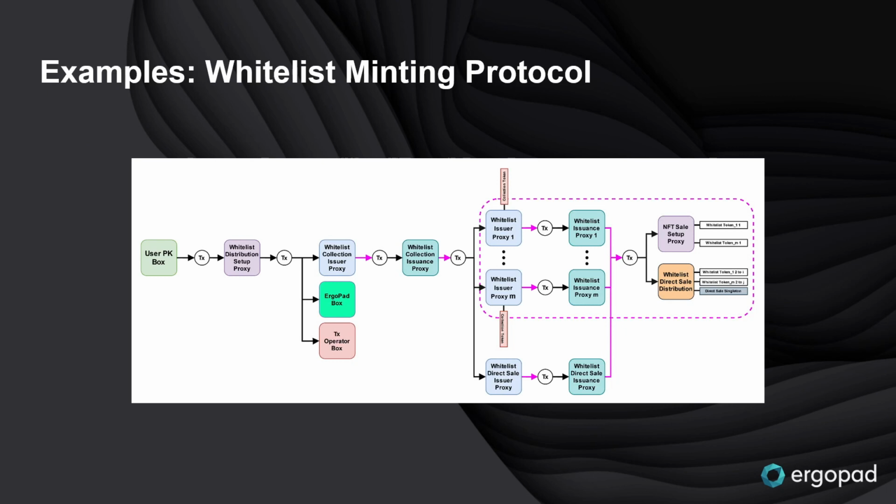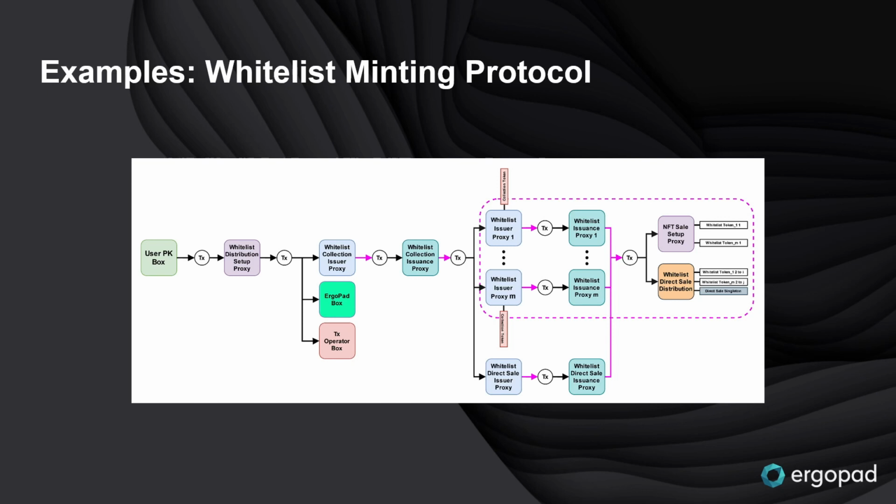So for minting, in the first place, a user would send money to a proxy contract. This contract would be written in Ergo script, so an Ergo script contract that lets the user know how the funds will be spent. It must ensure that their money will go to the next box in the next transaction, so the collection issuer proxy and what amount, that some money goes to the ErgoPad box as a fee, and some amount goes to the transaction operator, and then the implicit miner box.